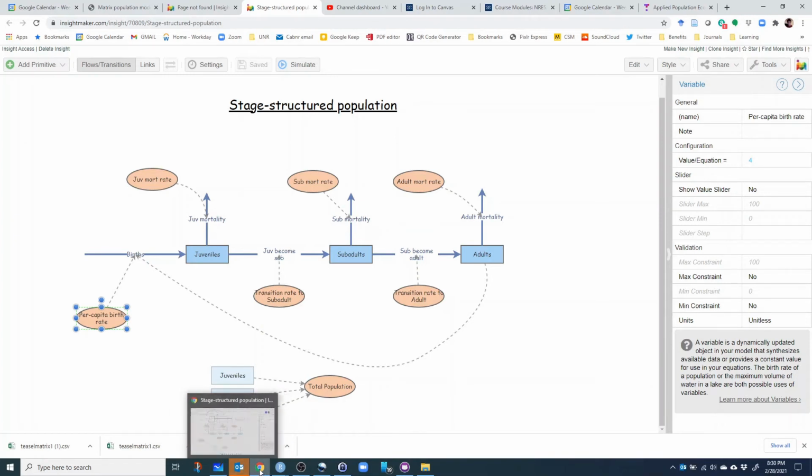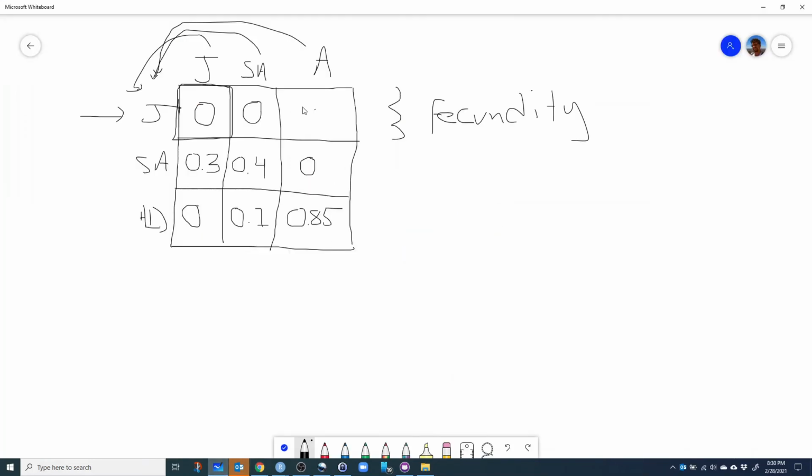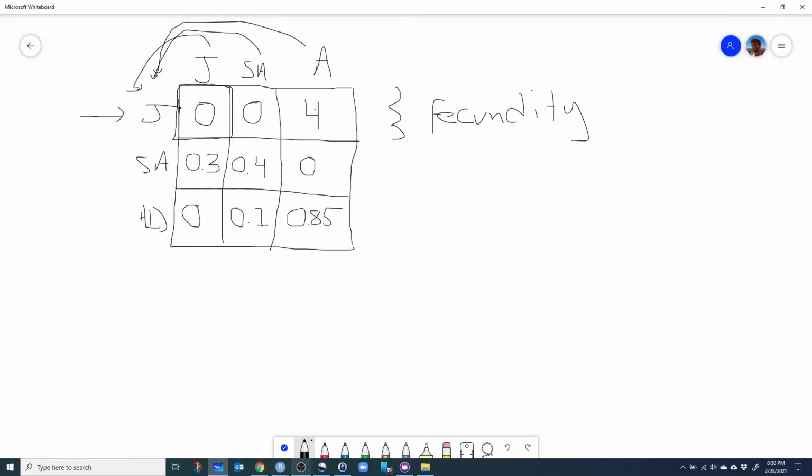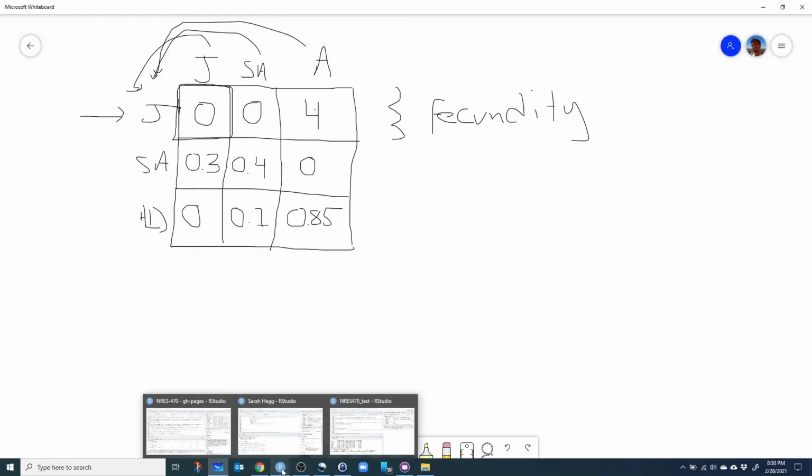So let's get back into the whiteboard and just finish that up. So now we have a full matrix. Our transition matrix is fully fleshed out, and we can go ahead and move this into R. All right. So now that we have an idea of how we can translate this model into a matrix representation, let's go into R and implement a matrix population model together.